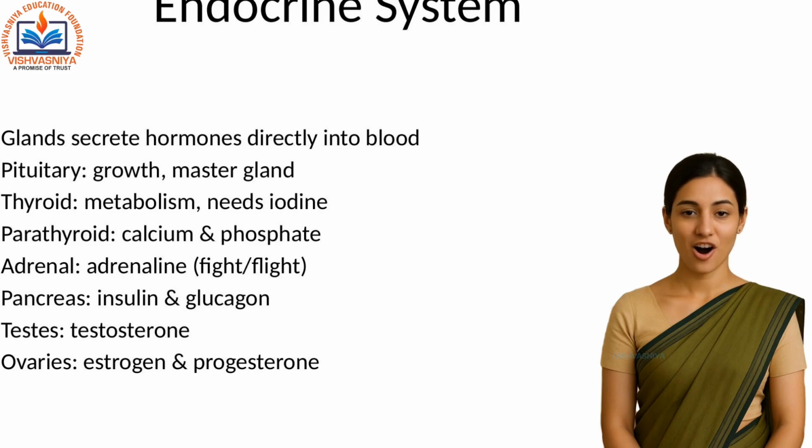Adrenaline, fight or flight. Pancreas, insulin lowers sugar, glucagon raises it. Diabetes from insulin deficiency. Testes, testosterone, male traits. Ovaries, estrogen and progesterone, female traits and pregnancy.